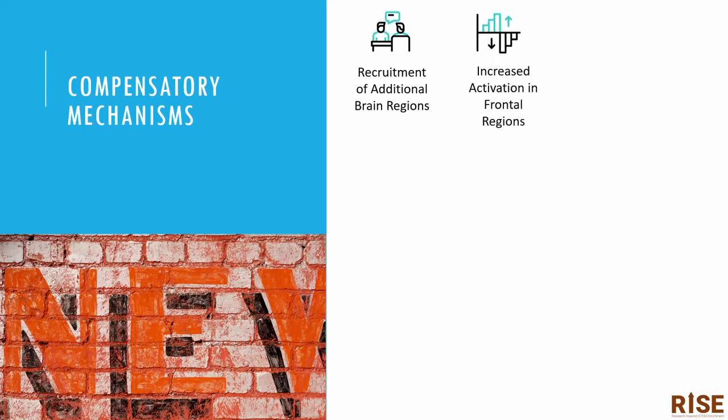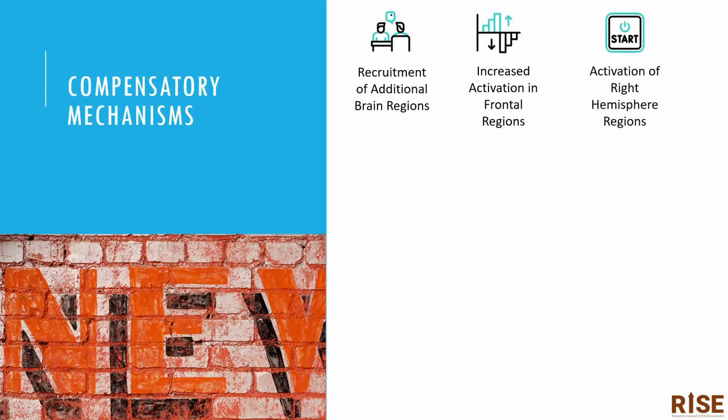2. Increased activation in frontal regions. Some individuals with dyslexia exhibit increased activation in frontal brain regions, such as the prefrontal cortex. These areas are associated with executive functions, working memory, and attention. The heightened activation may reflect an increased reliance on these cognitive processes to compensate for phonological deficits.